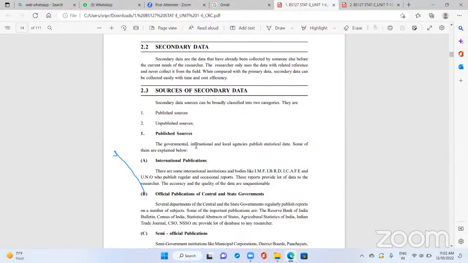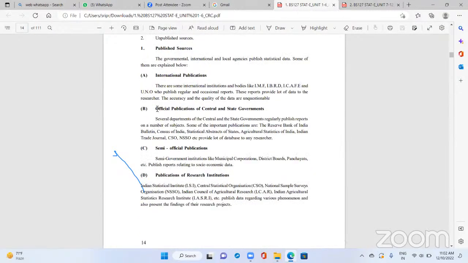The governmental, international and local agencies publish statistical data. Some of them are explained below. One is international publications. There are some international institutions and bodies like IMF, IBRD, ICAFE and UNO who publish regular and occasional reports. These reports provide a lot of data to the researcher. The accuracy and the quality of the data are unquestionable.